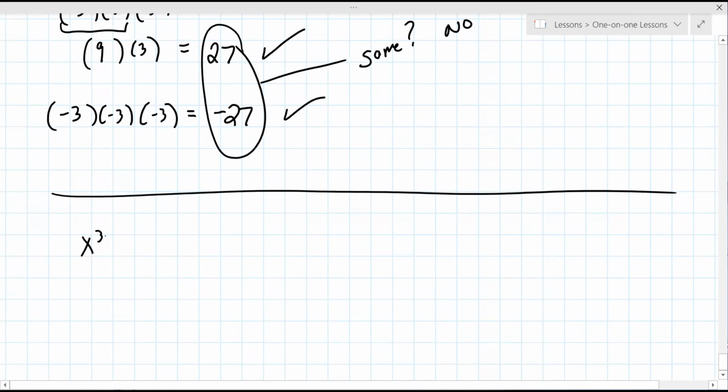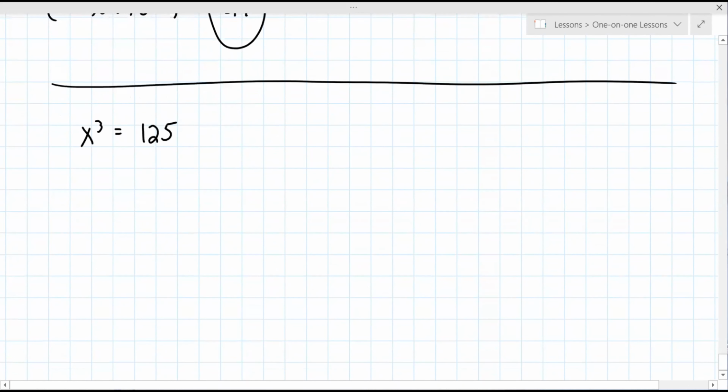X cubed equals 125. Okay, so give that one a try. What number times itself 3 times gets you to 125?